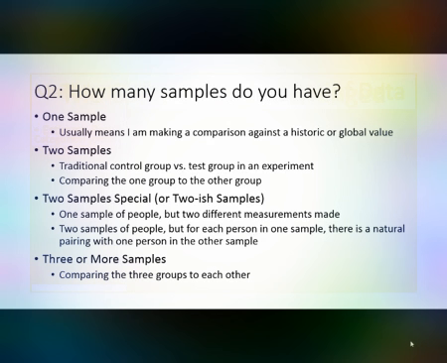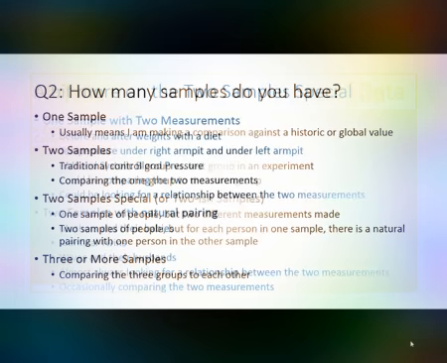Maybe you have subjects who get a lot of headaches and one group takes acetaminophen, one group takes ibuprofen, and the control group takes nothing. You'll also notice I mentioned in this slide 2 samples special, or I called it 2-ish samples, because you might have 2 groups of people, or you might have one group of people, but you've taken 2 separate measurements from those people. Let's look at that situation in a bit more detail.